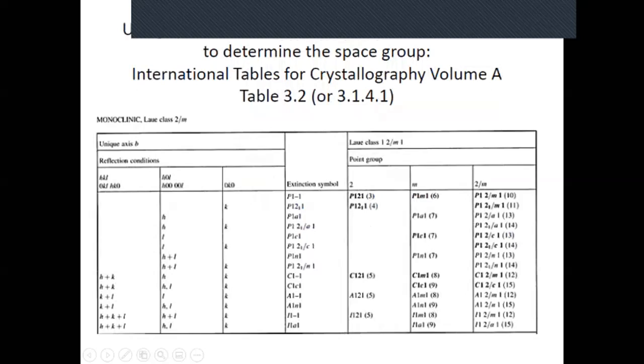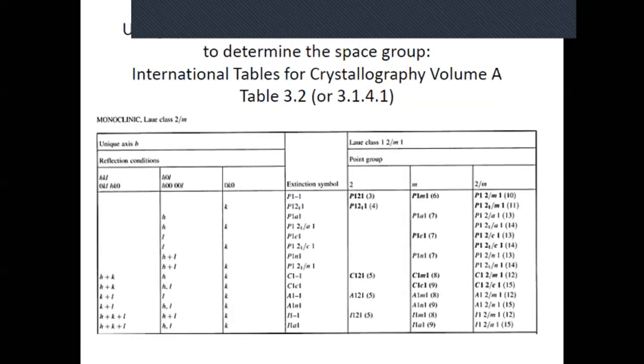So now we get to the point of using this to determine the space group. If you get a chance to look at the International Tables for Crystallography, Volume A, Table 3.2, it actually shows you what criteria, and in this case, what reflection conditions need to be present in order to observe a particular space group. So let me just kind of go through this a little bit.